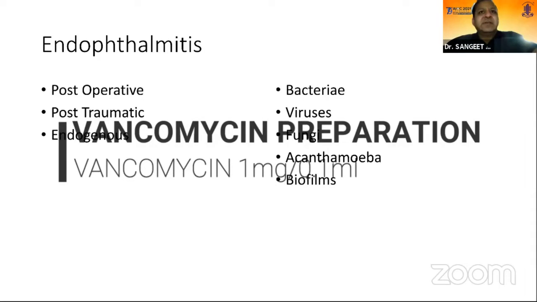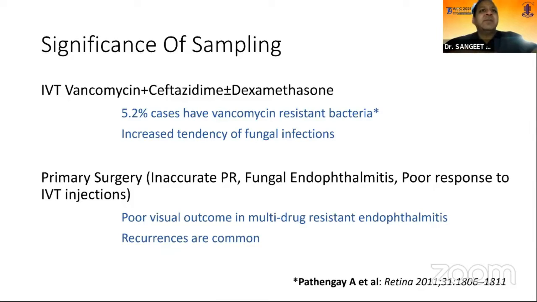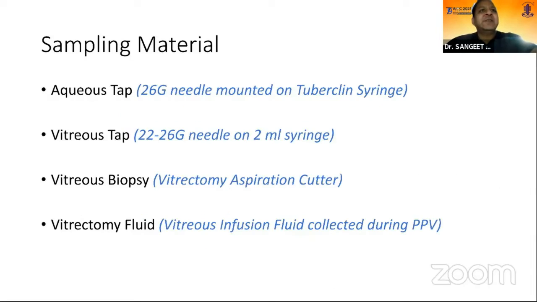And the sampling becomes important because 5.2% of cases have vancomycin resistant bacteria, and there is an increased tendency of fungal infections these days. Even if we do a primary surgery, there is a poor visual outcome in multi-drug resistant endophthalmitis, and recurrences are common. So if we know what exactly is the cause of the endophthalmitis, we can treat it specifically. That's why sampling carries a very important role in the management of endophthalmitis patients.